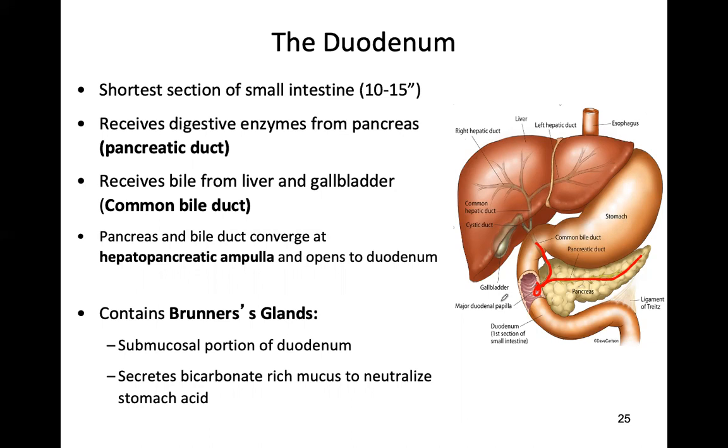The duodenum also contains something called Brunner's glands. These release bicarbonate. Bicarbonate is a buffer that helps the duodenum neutralize the acidic environment of the stomach. Again, remember that the only organ that is equipped to handle the acidity is the stomach. So if it enters the duodenum, before that you need to neutralize it.